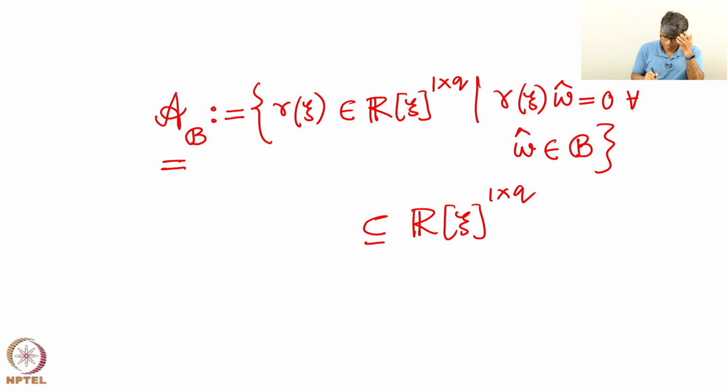Well, in fact, it's very easy to see. When is something a submodule? If it's a module in its own right. And what is a module? As we know, a module is like a vector space over the ring R(ξ). That means it must be closed under addition and closed under scalar multiplication from the ring R(ξ). Let us see whether that's true or not. Suppose R1(ξ) and R2(ξ) are in A of B. Now let me write it properly.